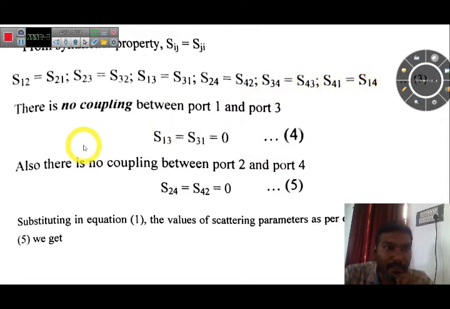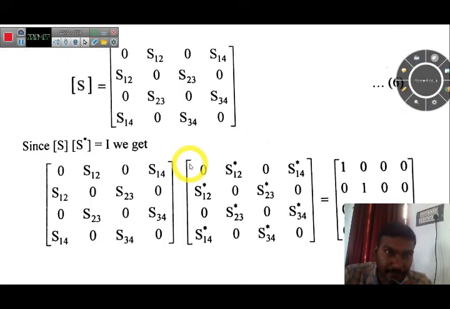And there is no coupling between port 1 and port 3. Already we said that from port 1 to port 2, it is coupled to port number 4, not port number 3. So there is no coupling between port 1 and 3, and we can write S13 equals S31 equals 0. Similarly, there is no coupling between port 2 and port 4. If you transmit from port 2 to port 1, it will be coupled at port number 3 only, not port number 4. So S24 equals S42 equals 0, and we can substitute these values in this matrix.